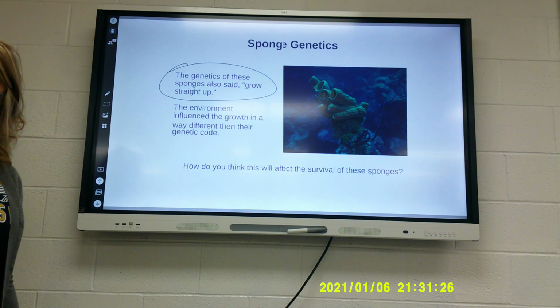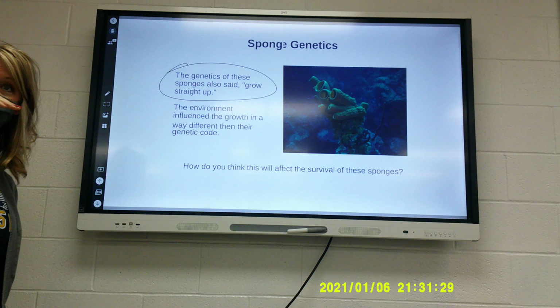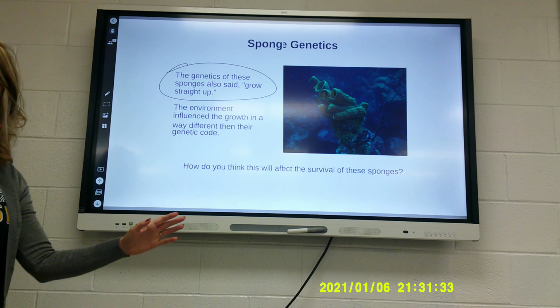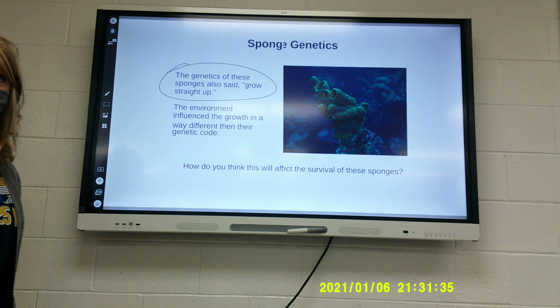So the current of the water started to slightly push them over so that their environment changed, even though their genetics says you're going to grow straight up and down.